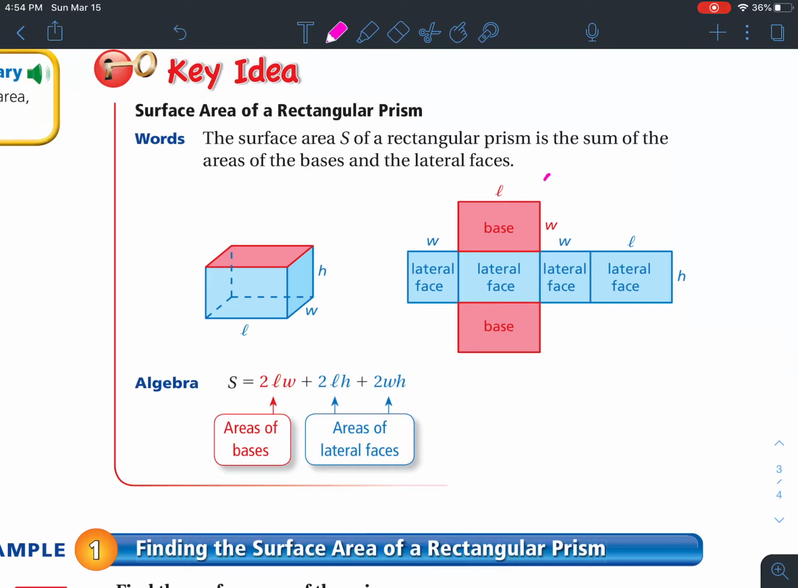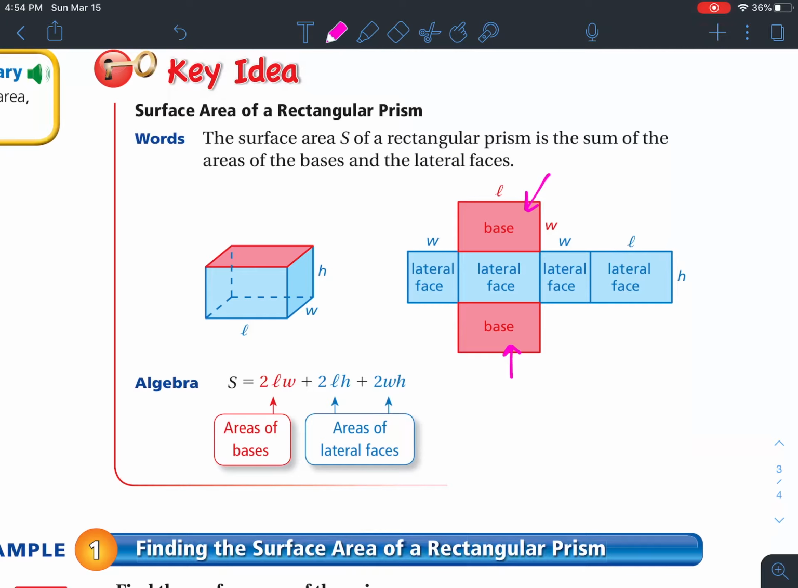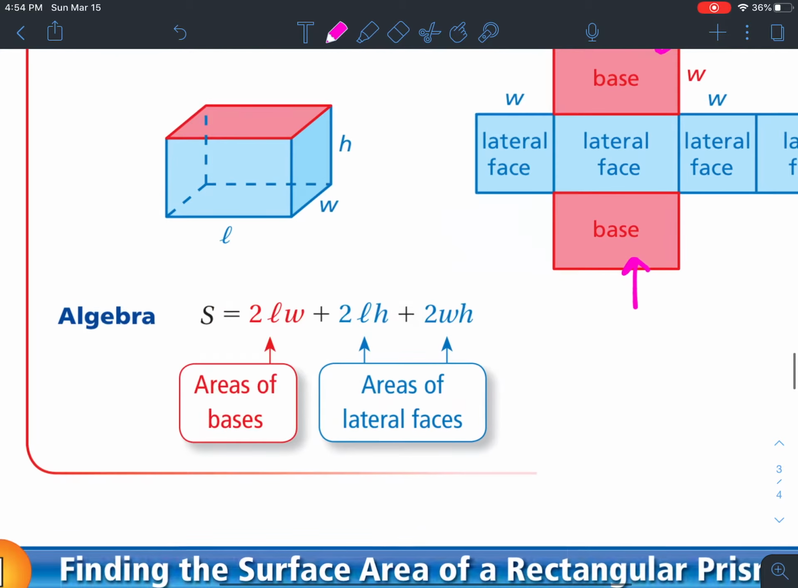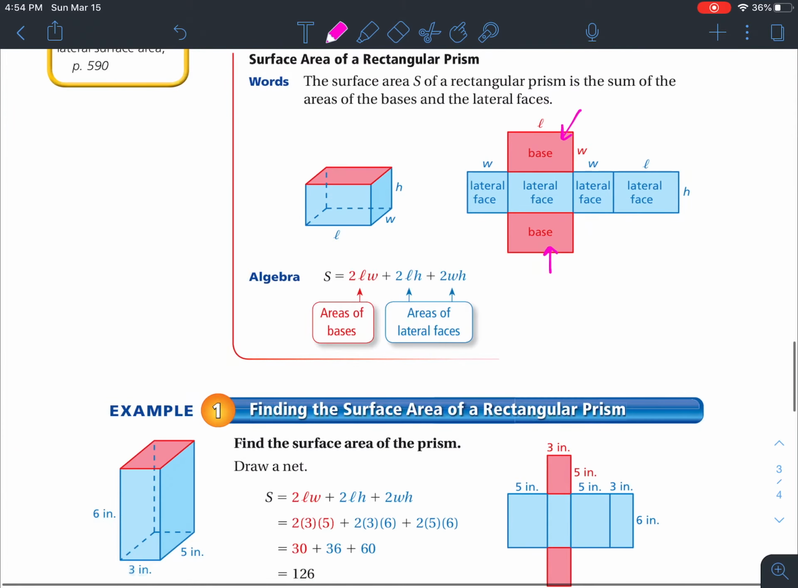Here it shows you a picture. Again, these are our bases. They're all rectangles, so it ends up doesn't matter as much. So again, we're finding the area of all of them and adding. So that's what this says, 2 length times width, because we have 2 sides, that would be length times width. 2 that are length times height, and 2 that are width times height.